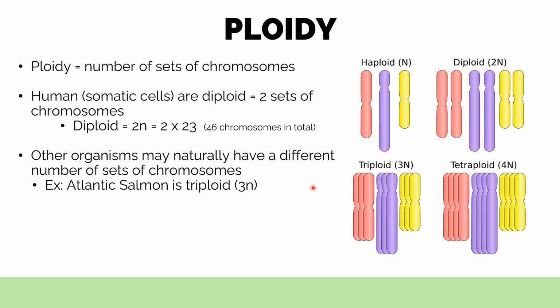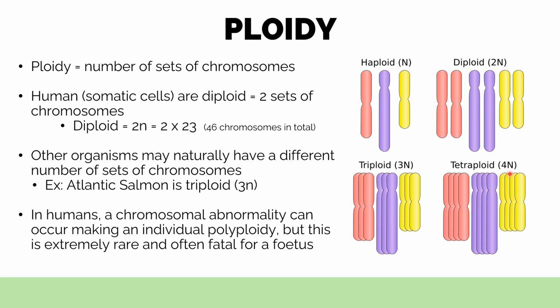Other organisms may naturally have different numbers of sets of chromosomes, such as Atlantic salmon, which are triploid, so we'd write that as 3N. If something is tetraploid, it means it has 4 sets of chromosomes, and we'd write that as 4N. In humans, you can have chromosomal abnormalities that lead to polyploidy, meaning there are more than the normal amount of sets of chromosomes. However, this is extremely rare and it's fatal to the fetus. If you have more than 2 sets of chromosomes, the fetus often dies very early on.